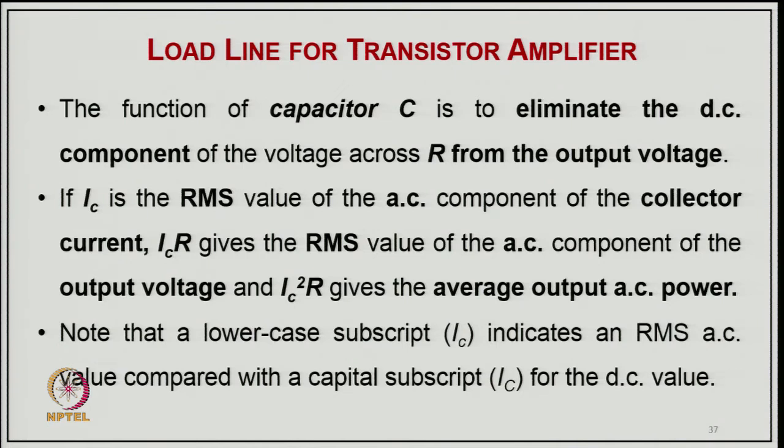So, we can say the function of the capacitor is to eliminate the DC component of the voltage across the resistance from the output voltage. If ic is the RMS value of the AC component of the collector current, then ic R is the RMS value of the AC component of the output voltage, and ic squared R gives the average output AC power.